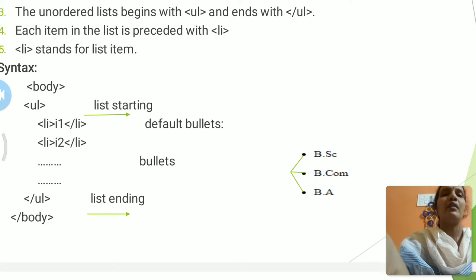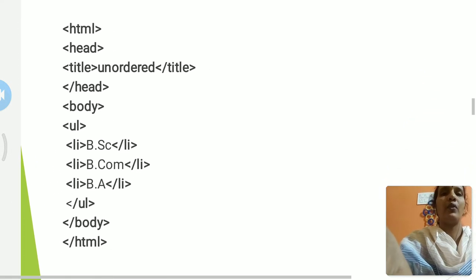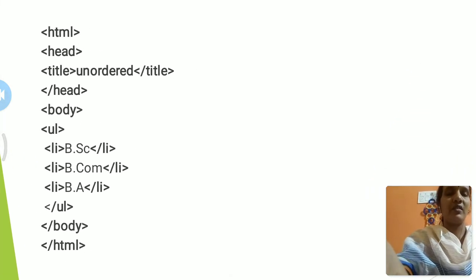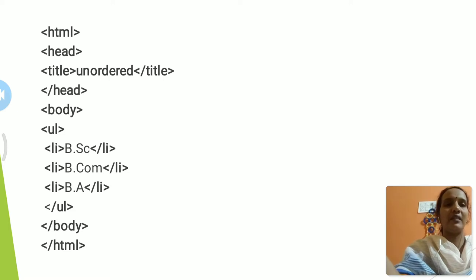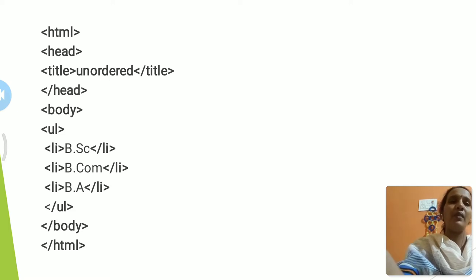Now I'll explain the program. In the body section, as I said, the unordered list starts with the UL opening tag and ends with the UL closing tag, and each list item should be included between LI opening and LI closing. How many list items have I included here? Three list items: BSc, BCom, BA. And the unordered list ends with the UL closing tag.